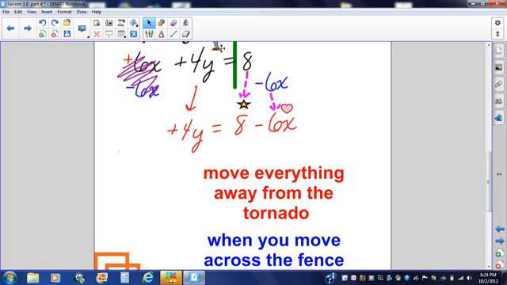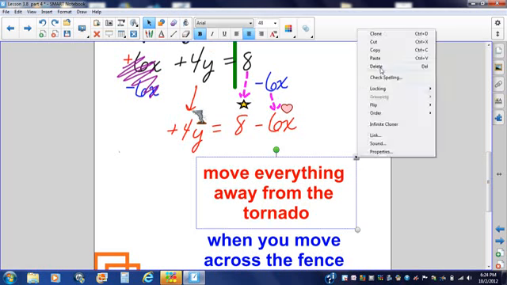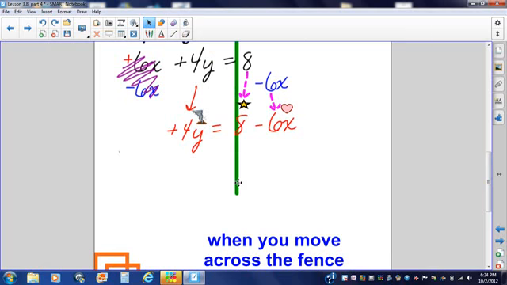I want to move everything away from the tornado. So now, it is time to get this 4 out of here. Otherwise, he is dead meat. Kind of like the Cowboys were Monday night.